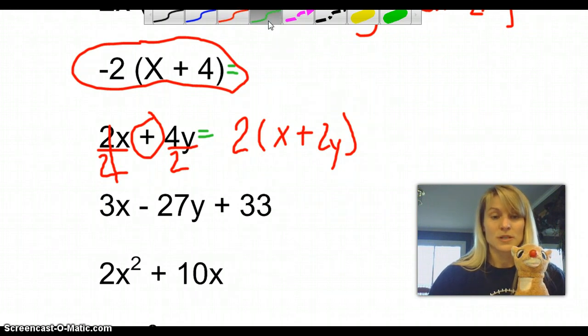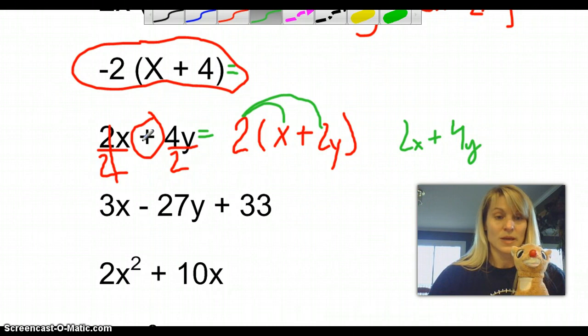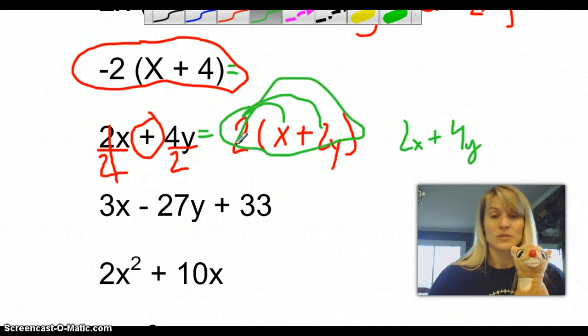Now, just to prove to you that that's correct, if you want to make sure it's right, go ahead and distribute that. 2 times x is 2x. Bring your plus over, and then 2 times y is 4y. So that is what we had, 2x plus 4y. So this is my answer, 2 times parentheses x plus 2y. Okay, so let's look at another example.